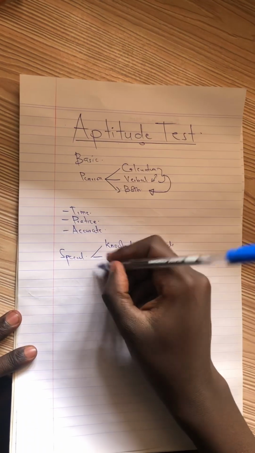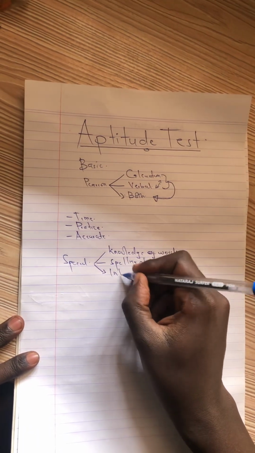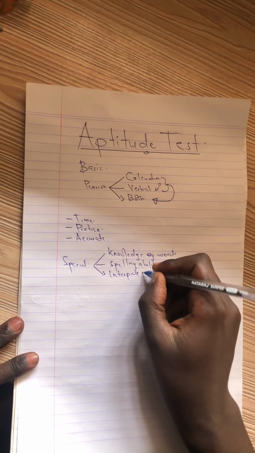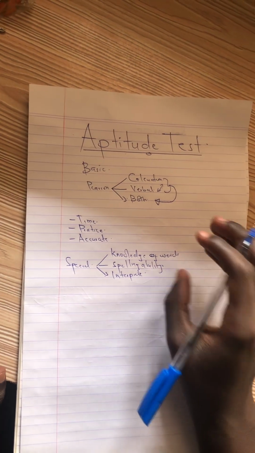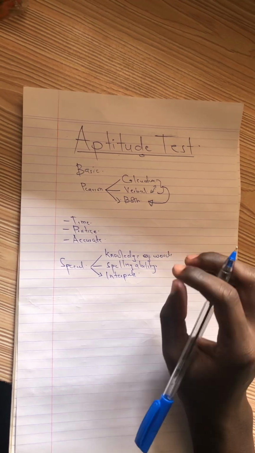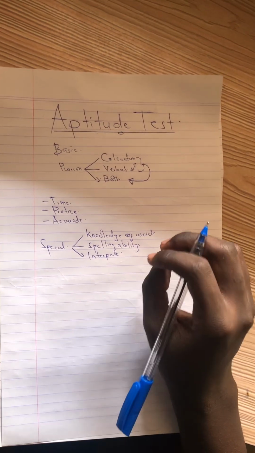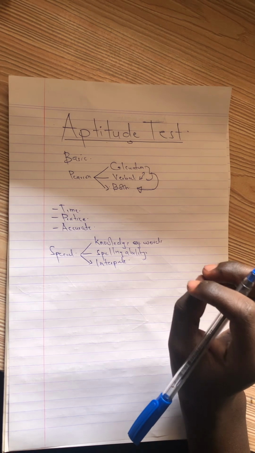Then another one, you have to know how to interpret. That is the basic thing. The interpretation comes in designs, in pictures, in graphs, and you have to do this as fast as you can because the more time you take, the more you're cheating on the other questions.